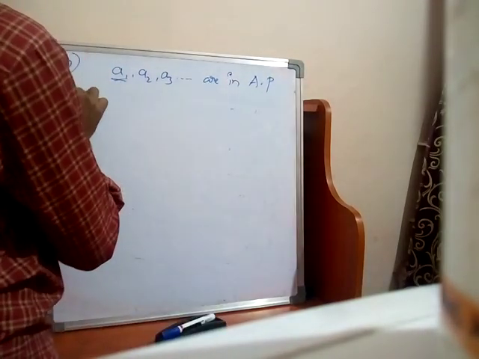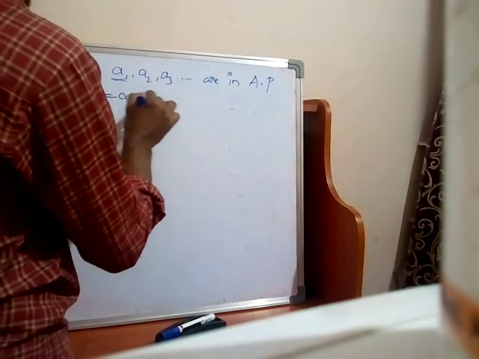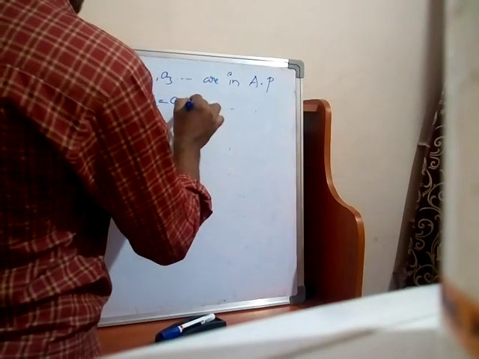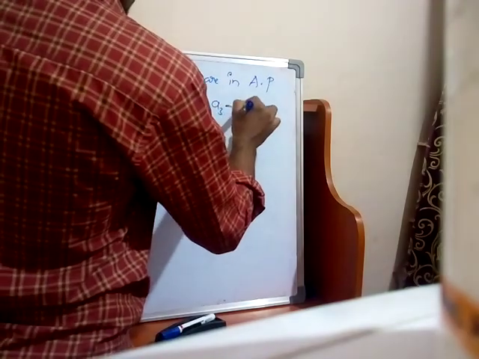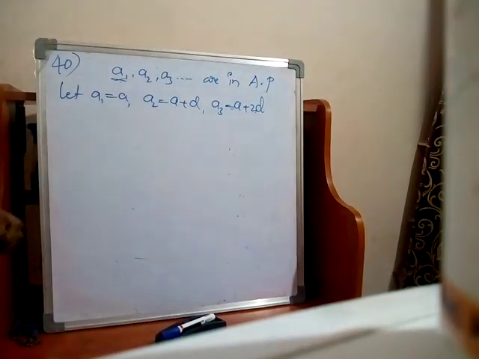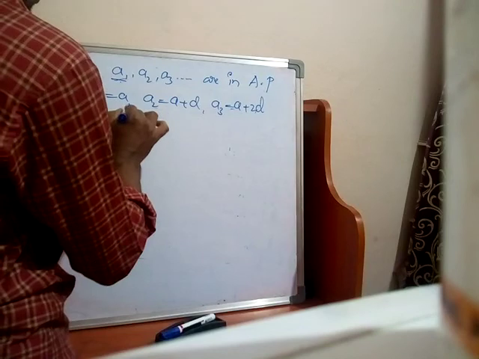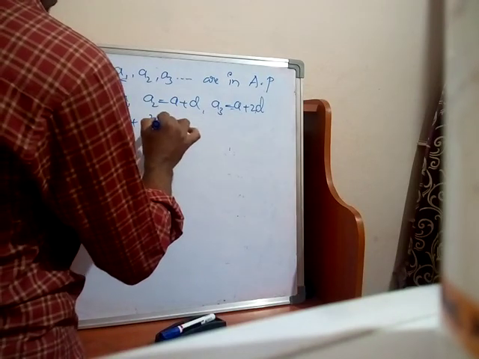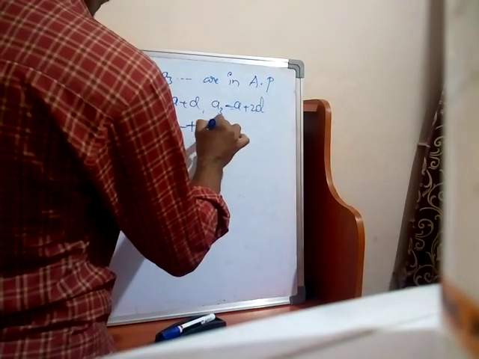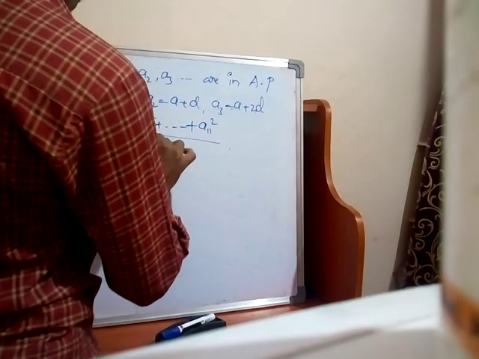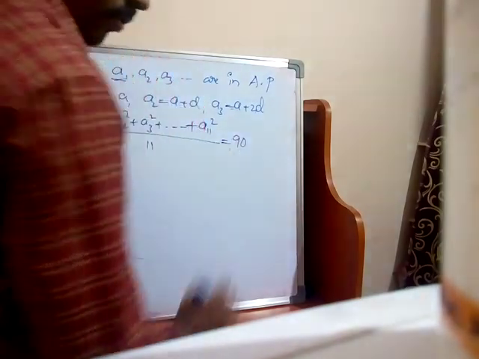A1 is equal to A, A2 is equal to A plus D, A3 is equal to A plus 2D, like that. A11 is equal to A plus 10D, like that only. Okay, and A1 square plus A2 square plus A3 square plus so on up to A11 square, divided by 11, is equal to 90. This is the only thing given.